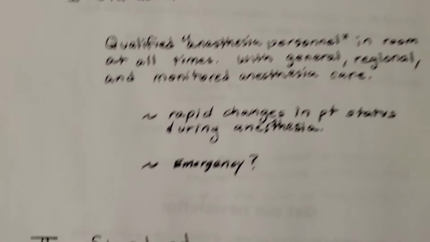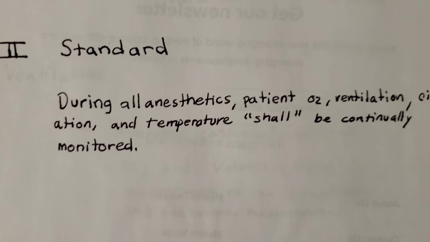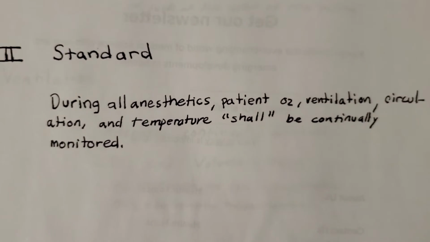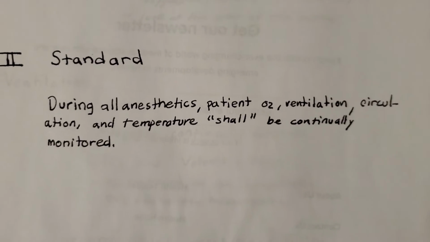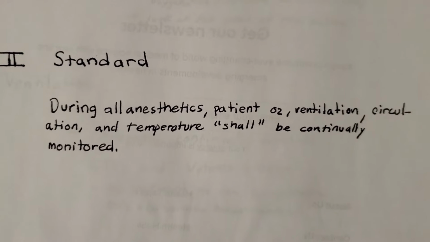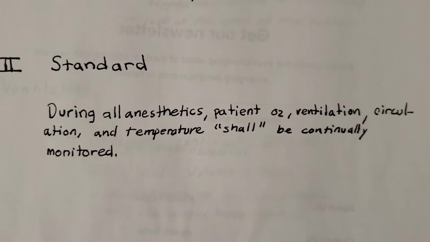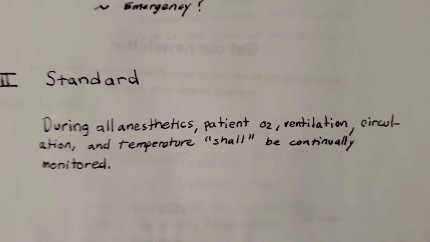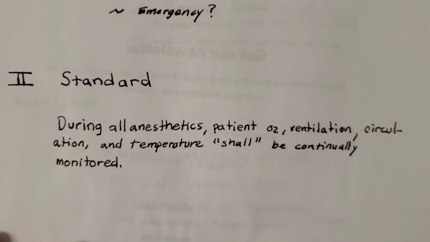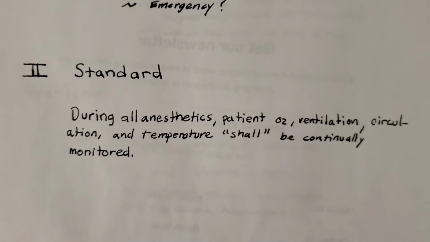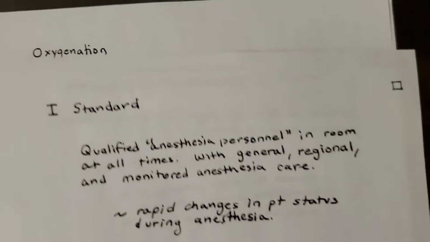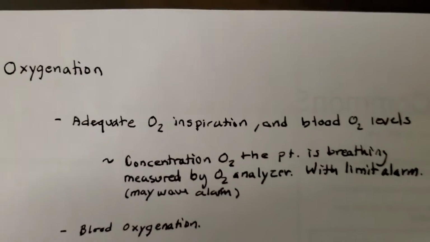So that's that. The second standard, and this is just a paraphrase, says that during all anesthetics, patients' oxygenation, ventilation, circulation, and temperature shall be continually monitored. That's pretty much straightforward, it makes sense. But how do they want you to do that?